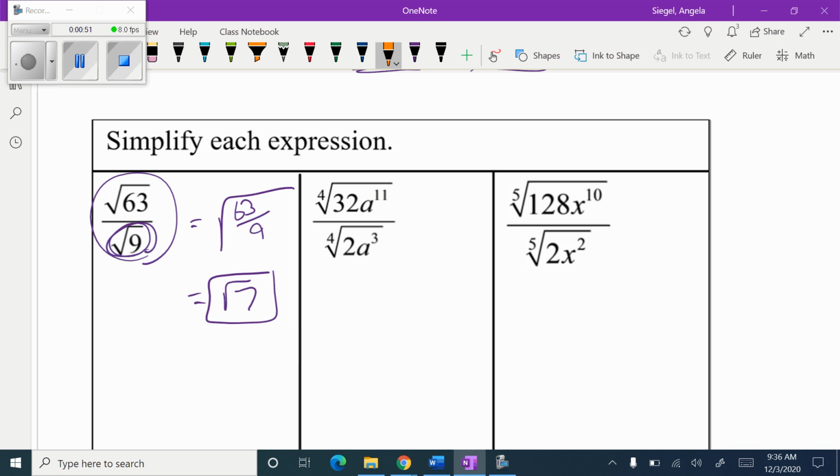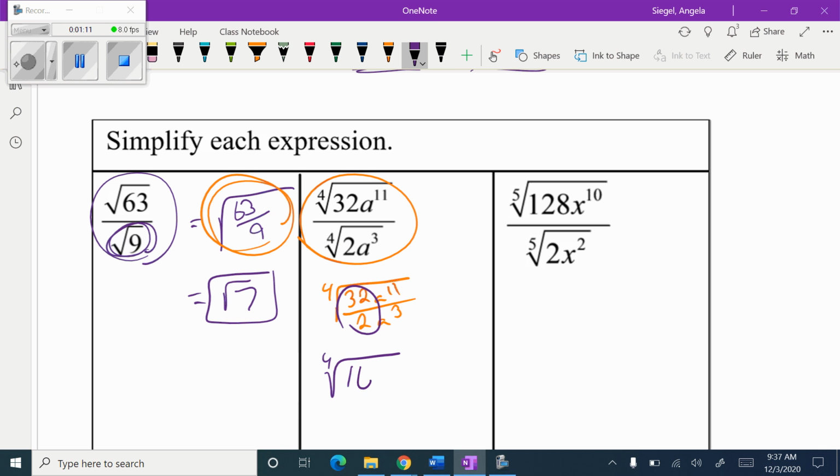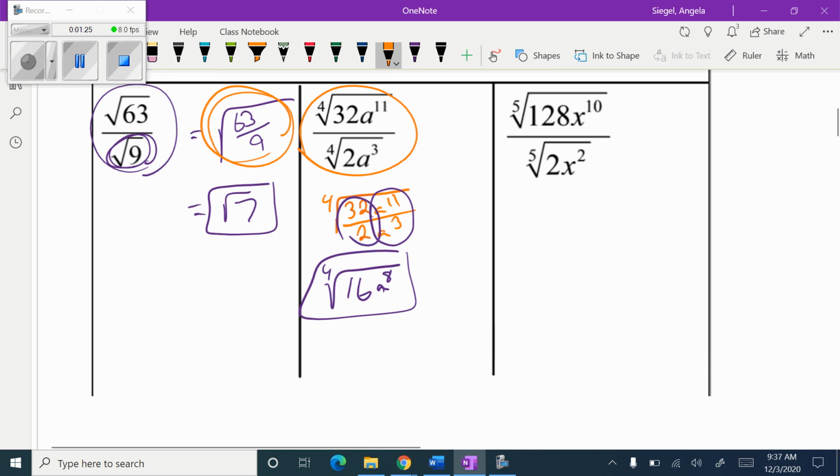So for this one, I would do the same thing that I did over here, and I would combine them because I could see where we could simplify it. Let me just write it out this way. So then I'm going to have 32 divided by 2, that's 16, and then a to the 11th over a to the 3rd, that's going to be a to the 8th. Now we're just going to simplify this like we've done before.